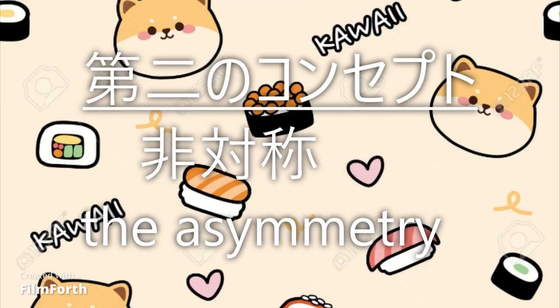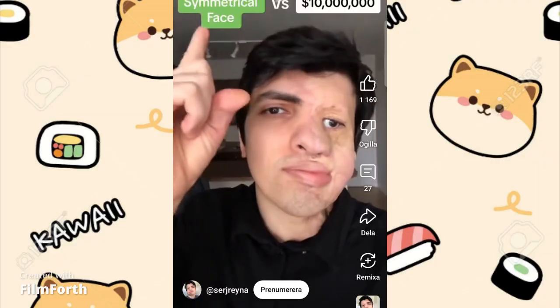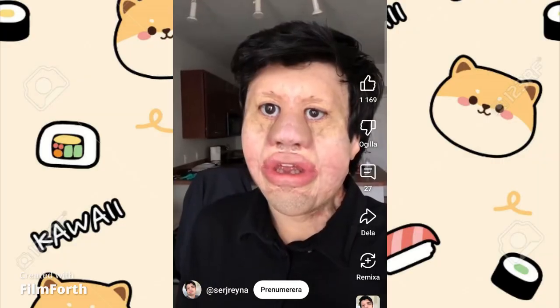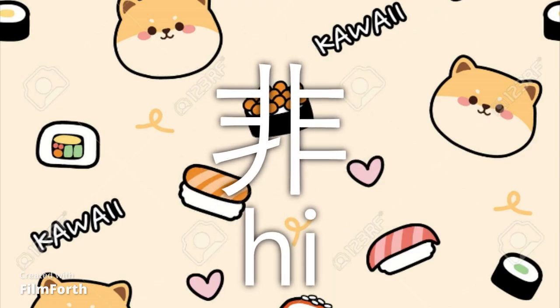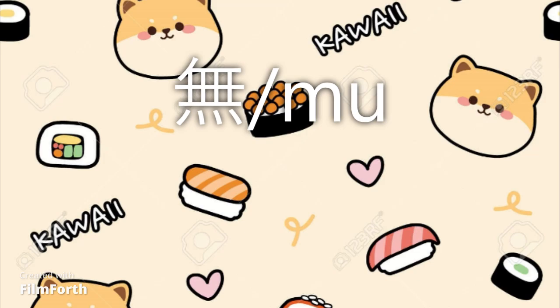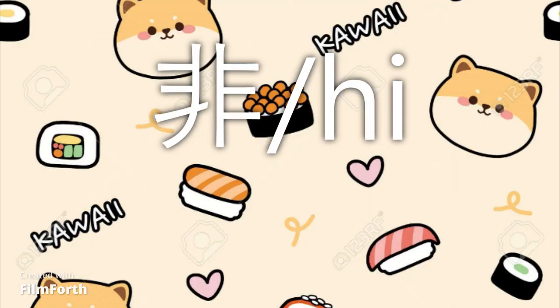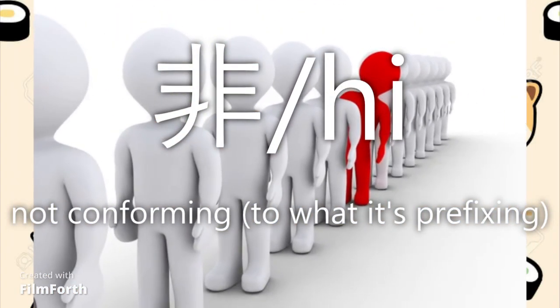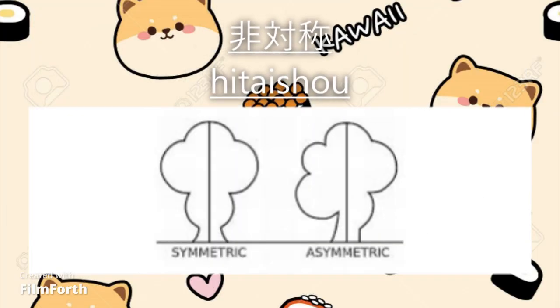Hitaisho, the asymmetry. The Japanese term for asymmetry is hitaisho. The latter part of the word, taisho, means symmetry. The former part, the prefix hi, much like mu, means none, but it differs in nuance. Mu means none, as in that it indicates a lack of what it's prefixing, while hi means none, as in that it indicates that it's not conforming to, or is the opposite to, what it's prefixing. Thereby, hitaisho means something that doesn't conform to symmetry, an asymmetry.